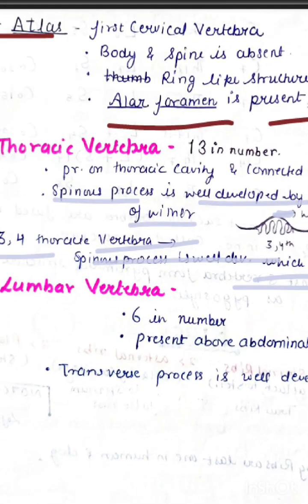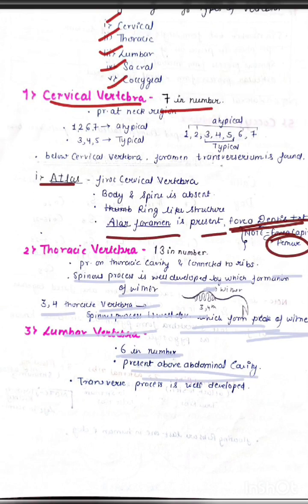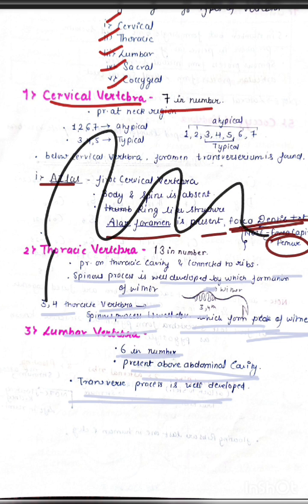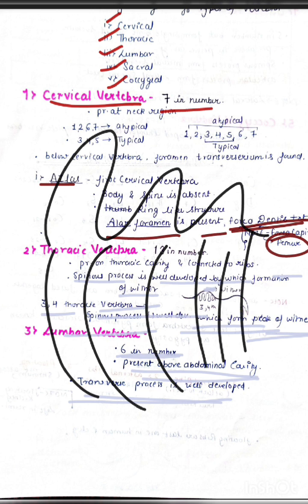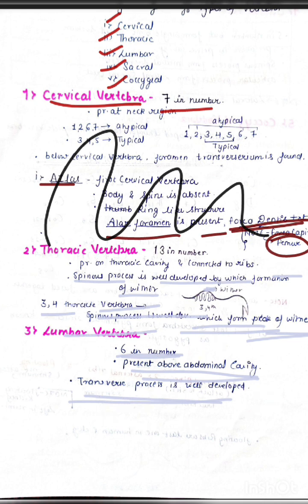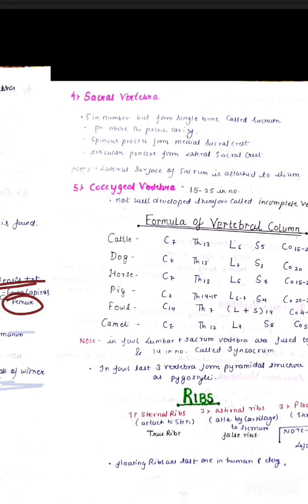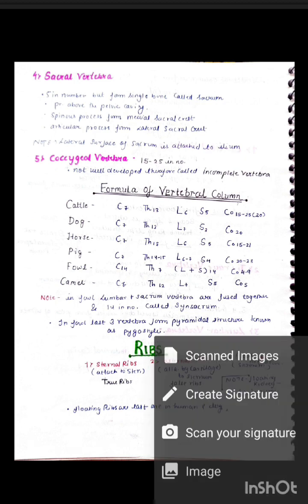The third one is the lumbar vertebra. Lumbar vertebrae are 6 in number. These are present above the abdominal cavity, and the transverse process is well developed. Let me make it clear: the thoracic vertebrae are present and connect to the ribs, and the lower side of the ribs connects to the sternum. So this part is completed. Now we go to the next part, which is sacral.